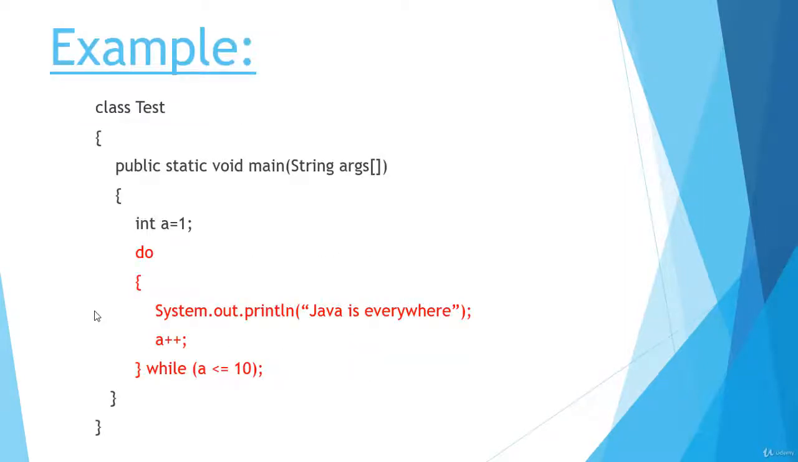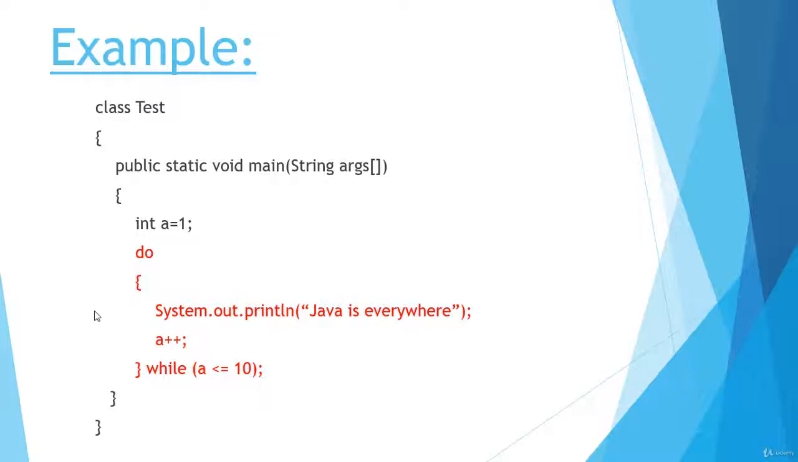Now look at this example. I have created an integer variable a and I initialize it with 1. Then I have started the do-while loop. Do these statements while the condition is true. Within the body of the loop I type System.out.println "Java is everywhere". So it prints Java is everywhere on the screen and then increments a by 1. Now the value of a is 2.